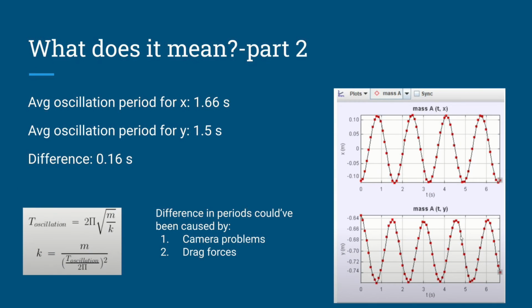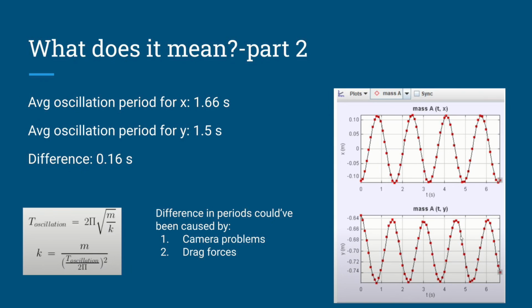By measuring the time difference between troughs in the X position data graph and the Y position data graph, and finding the average, the average oscillation period for the X position and Y position can be determined. The oscillation period for the X position data is 1.66 seconds, while the oscillation period for the Y position data is 1.5 seconds. This difference in oscillation period has a major impact on the calculation of the spring constant k, the calculation of the spring force, and the calculation of the spring potential energy too.